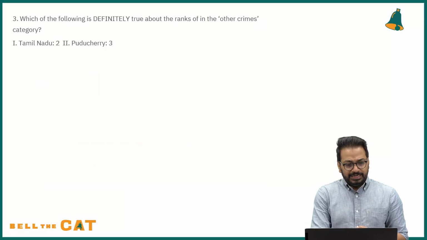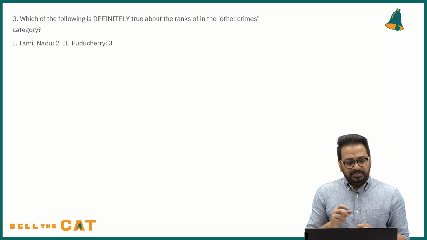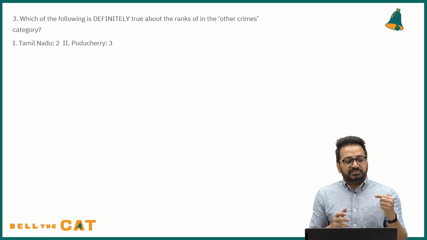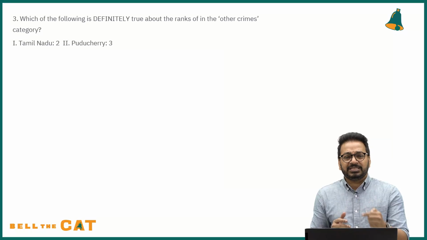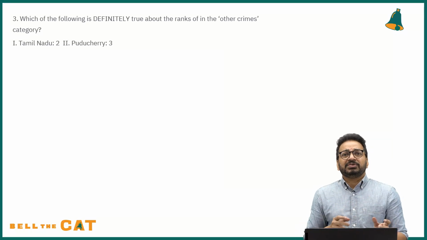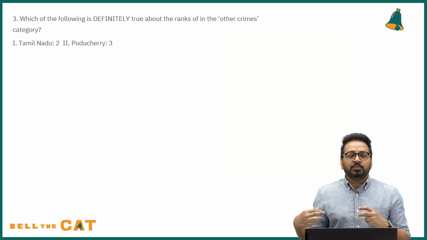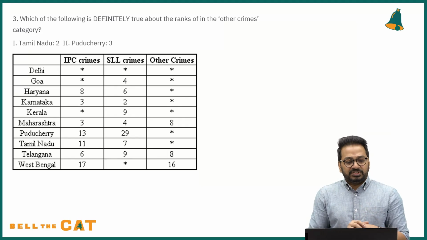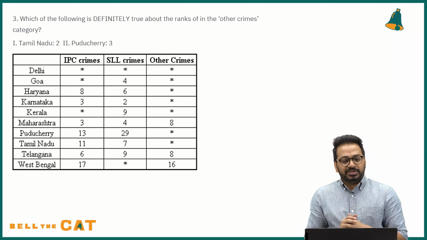Now, next one. Which of the following is definitely true about the ranks of Tamil Nadu in the other crimes category? They've given two statements. Tamil Nadu is rank 2 and Puducherry is rank 3, right? Which of the following is true? This is the question they will ask, where the options will be only statement 1, only statement 2, both 1 and 2, neither 1 or 2, right? Now, if I look at it, in the other crimes category there are absolutely no ranks given. So from this table, we cannot do anything.